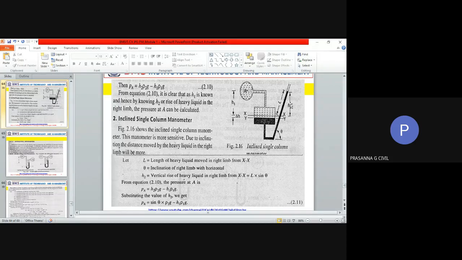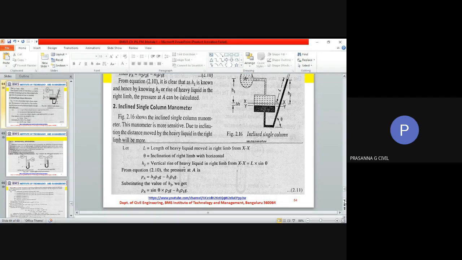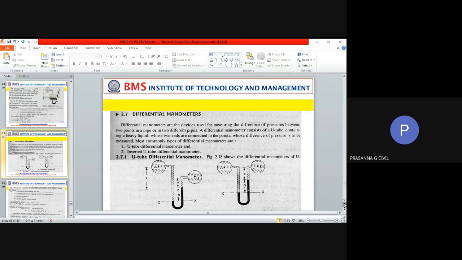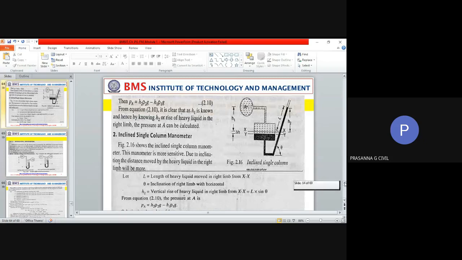So the vertical will become L sin theta. That is the only difference. So instead of writing H2, we will have to replace it by L sin theta. Sorry, so we will replace it by L sin theta.